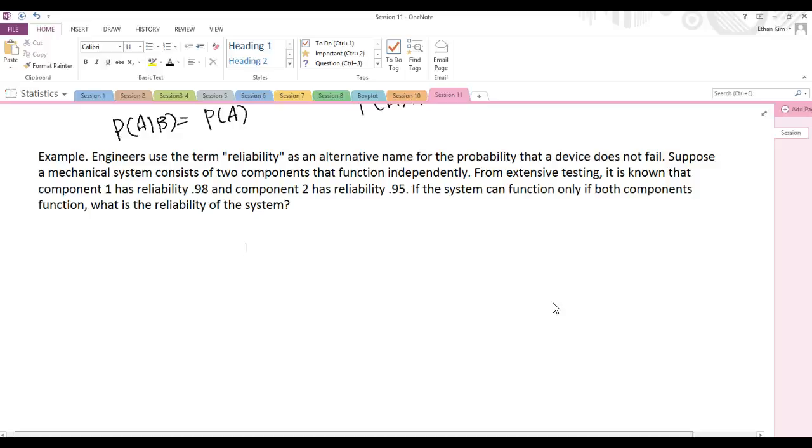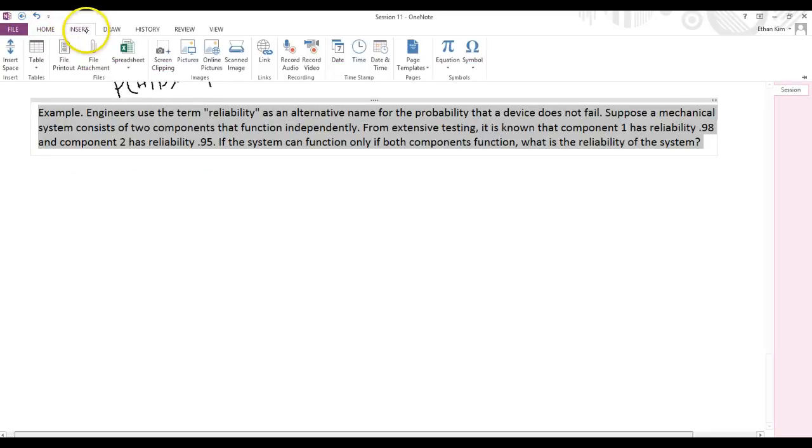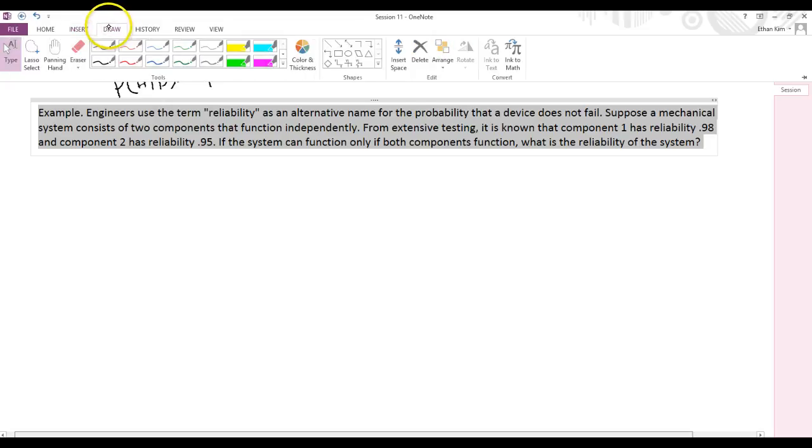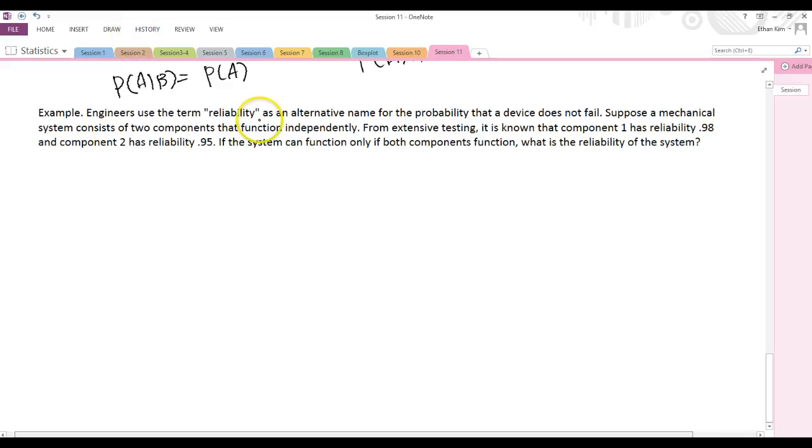So the keyword here is independent. It is known that component 1 has a reliability of 0.98 and component 2 has a reliability of 0.95. If the system can function only if both components function, what is the reliability of the system? So only if both components function. The keyword here is independent.